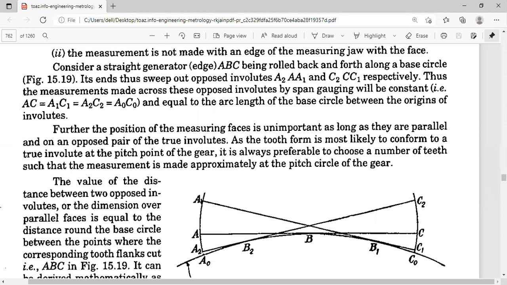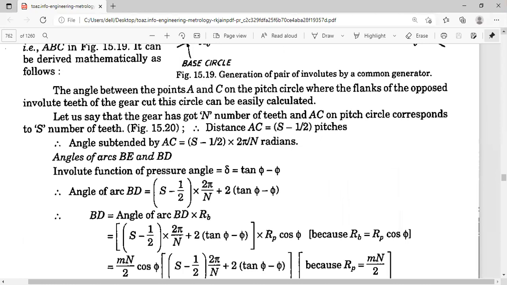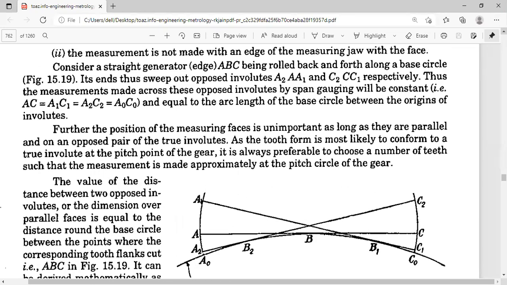So what is the value of the distance between these two opposed involutes? Why are we calling them two opposed involutes? They are on either side. Or you have to take the dimensions for the parallel faces. That will be the distance around the base circle, where the corresponding tooth flanks will cut.